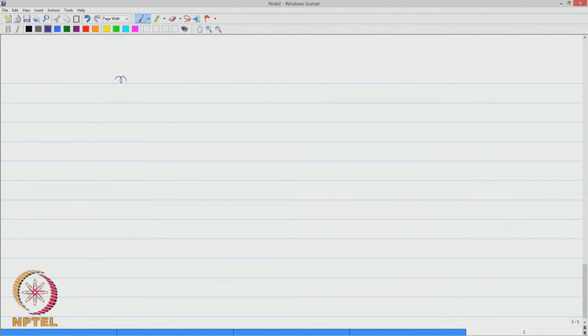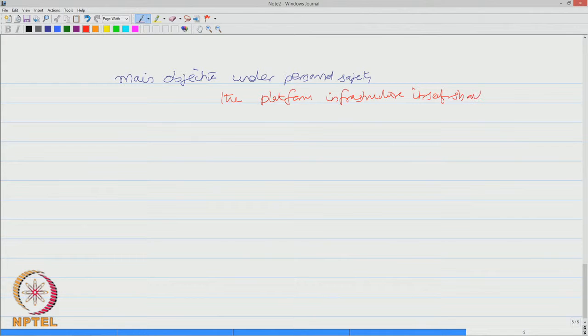So, the main objective under personal safety is that the platform infrastructure itself should not become a hazard in case of explosion. So, that is what we are trying to say.